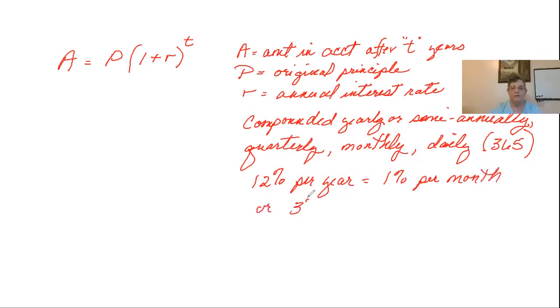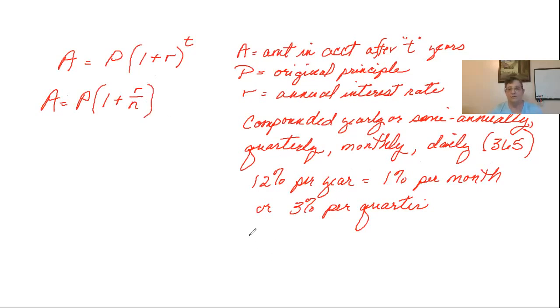Or 3% per quarter. So if it's not done on an annual basis, you have to take your interest rate and divide it by the number of compounding periods per year. So we use n as the number of compounding periods per year.